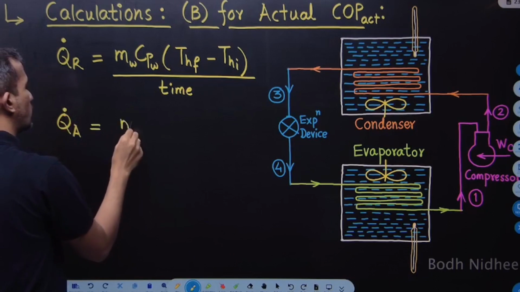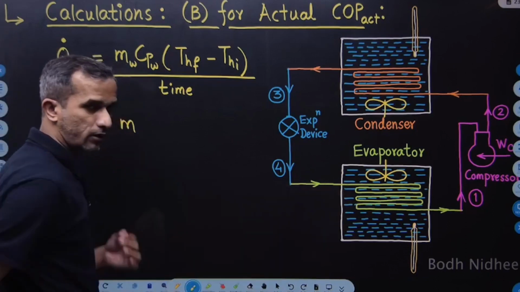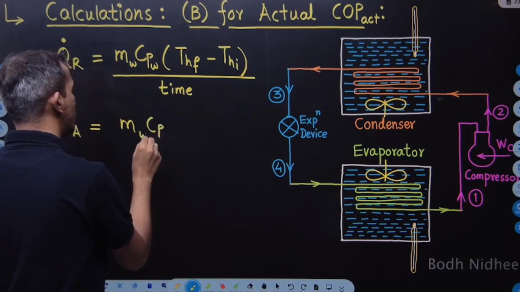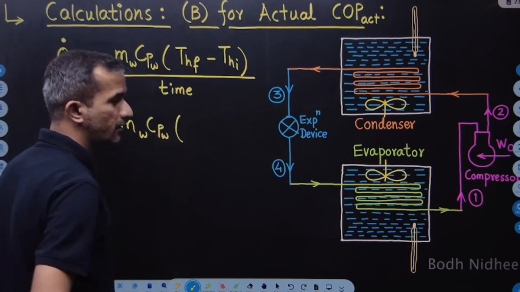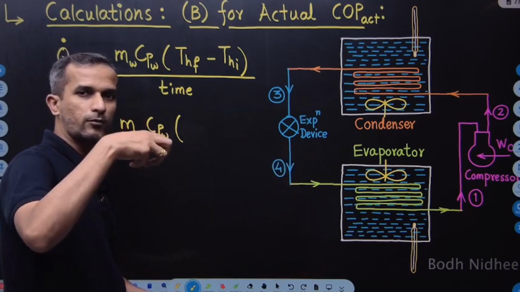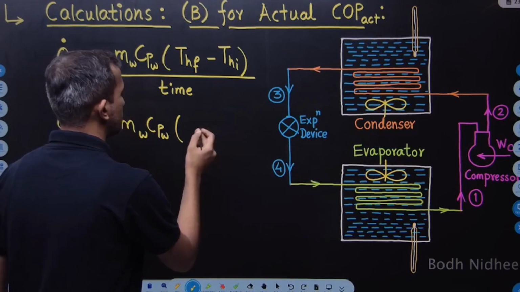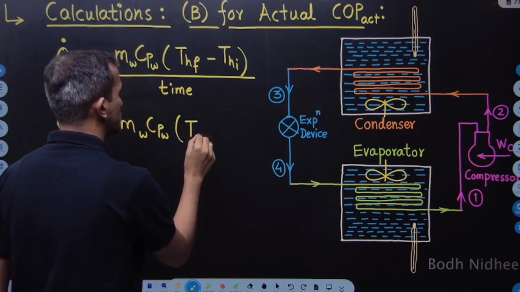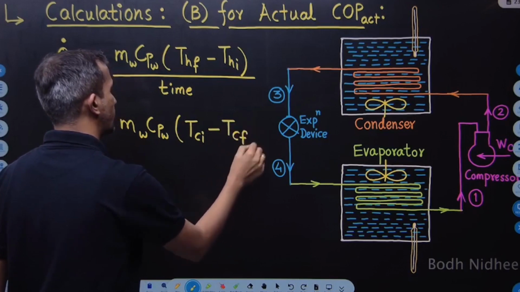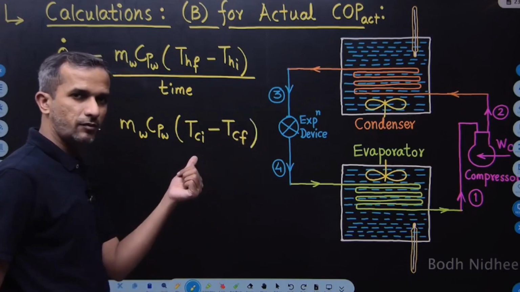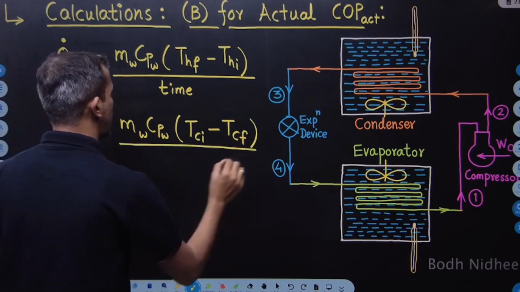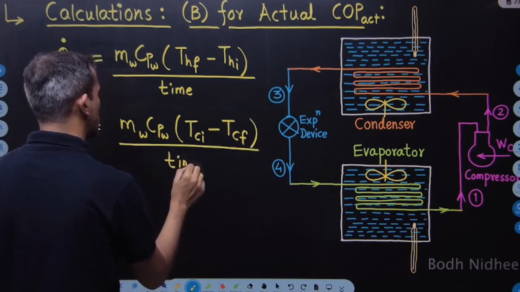So mass of the water is known here, Cp of the water, then the temperature of the water in the evaporator has reduced because heat is absorbed from the water. So that is why the initial temperature will be higher. So TCI, cold water initial temperature minus cold water final temperature. Final temperature will be lower, initial temperature will be higher. So higher temperature minus lower temperature, delta T, divided by time required for this process.